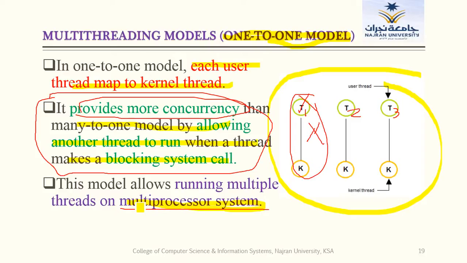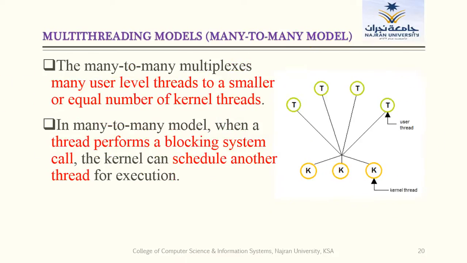In many-to-one, more than one user level thread is mapped to only one kernel thread, but in one-to-one, for each user level thread we have one kernel thread. Now we are going to discuss our last model, called the many-to-many model. In the many-to-many model, many user level threads are mapped to a smaller or equal number of kernel threads.